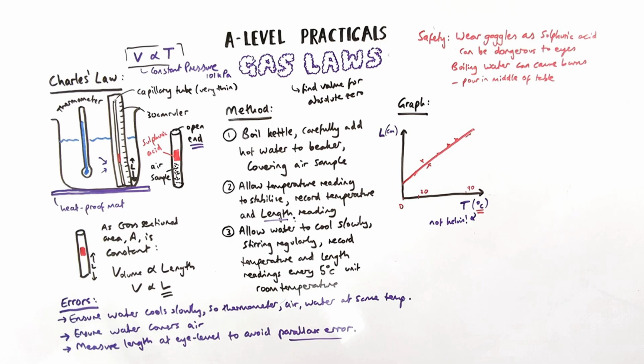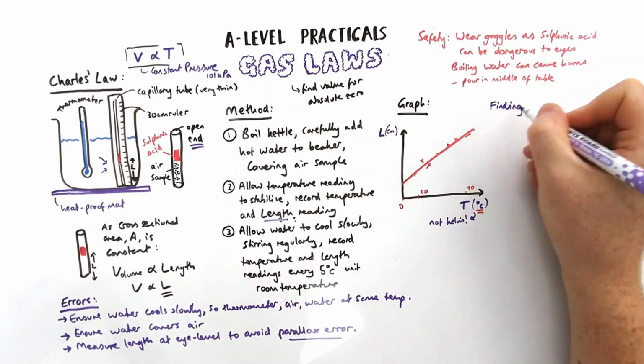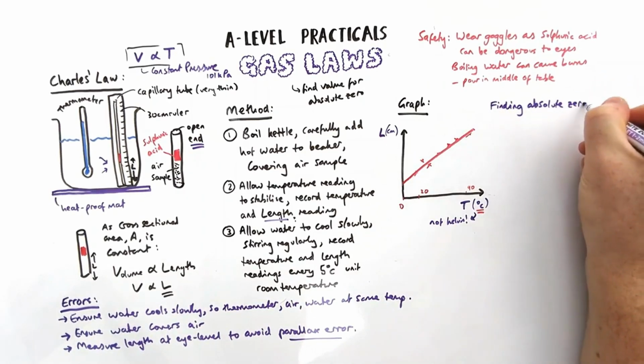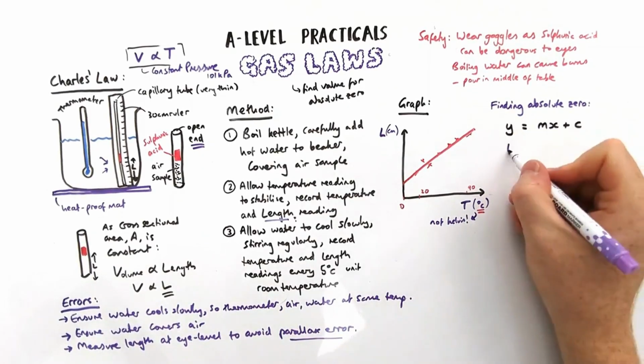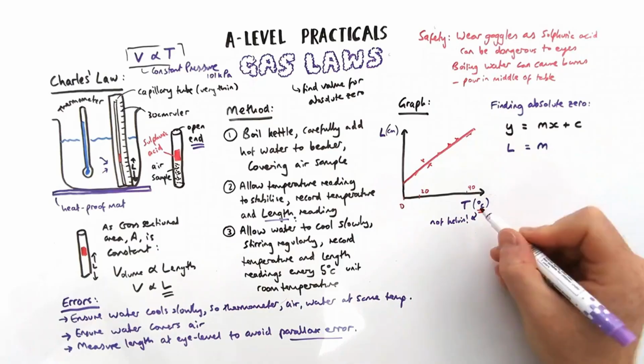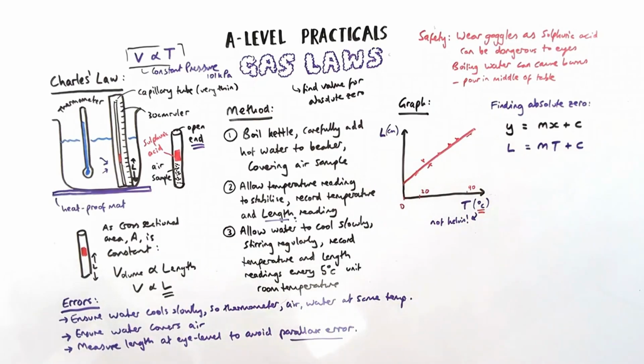Now, there is a reason for this. That doesn't mean it's wrong. This is because 0 degrees isn't the lowest the volume can get, because we know we can get negative temperatures, and that's how we're going to find absolute zero. So we're going to put our equation or our graph into the form y = mx + c. Our y-axis is the length, our x-axis is T, and we can find the gradient and the y-intercept and use them to find absolute zero.